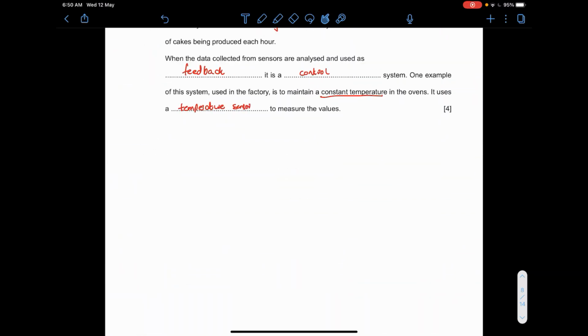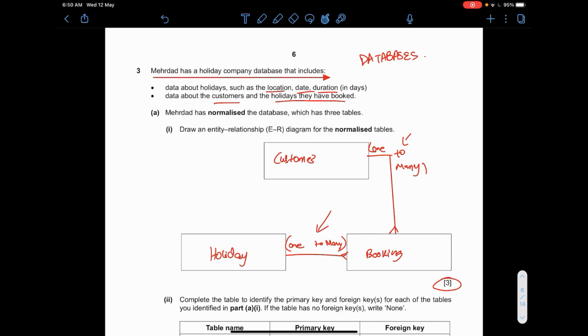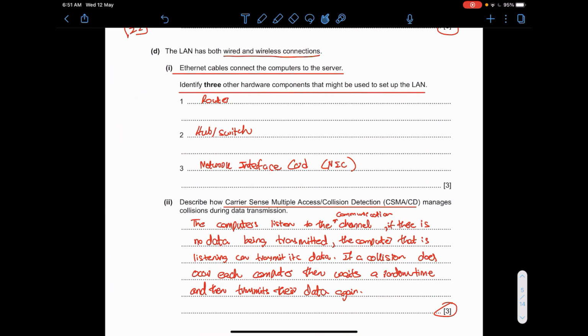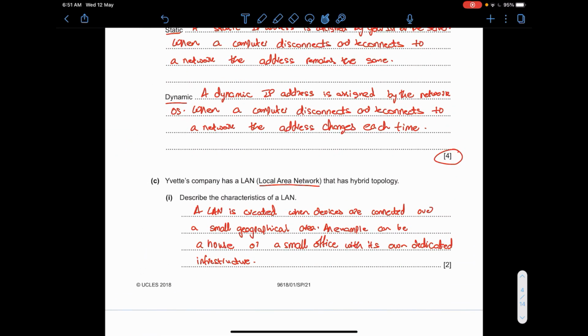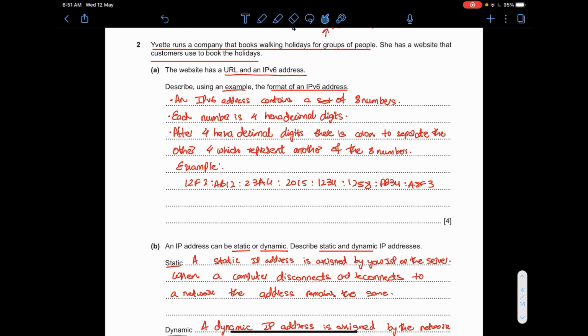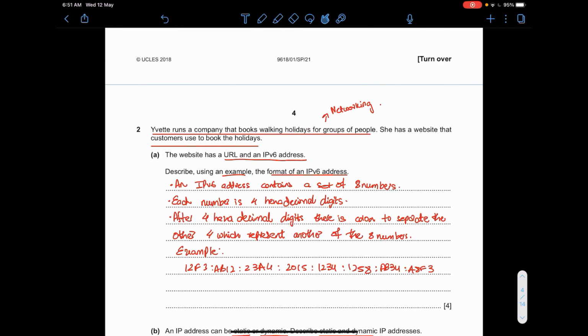The networking part is really important in the sense that it made up 20 marks out of this 75 marks paper, right? And it comprises a lot of things like how carrier sense multiple access collision detection manages collisions, features, hardware components, how packets are transmitted, what is a LAN, what is a static or dynamic IP address, what is an IPv6 address, and give an example for that as well. So this is a very big section of your syllabus. It is not a big thing in O levels, but in AS level, a lot of A2 content has been moved to the AS level. So it is a big portion, and it's going to be a big portion for a while in the upcoming 9618 test.